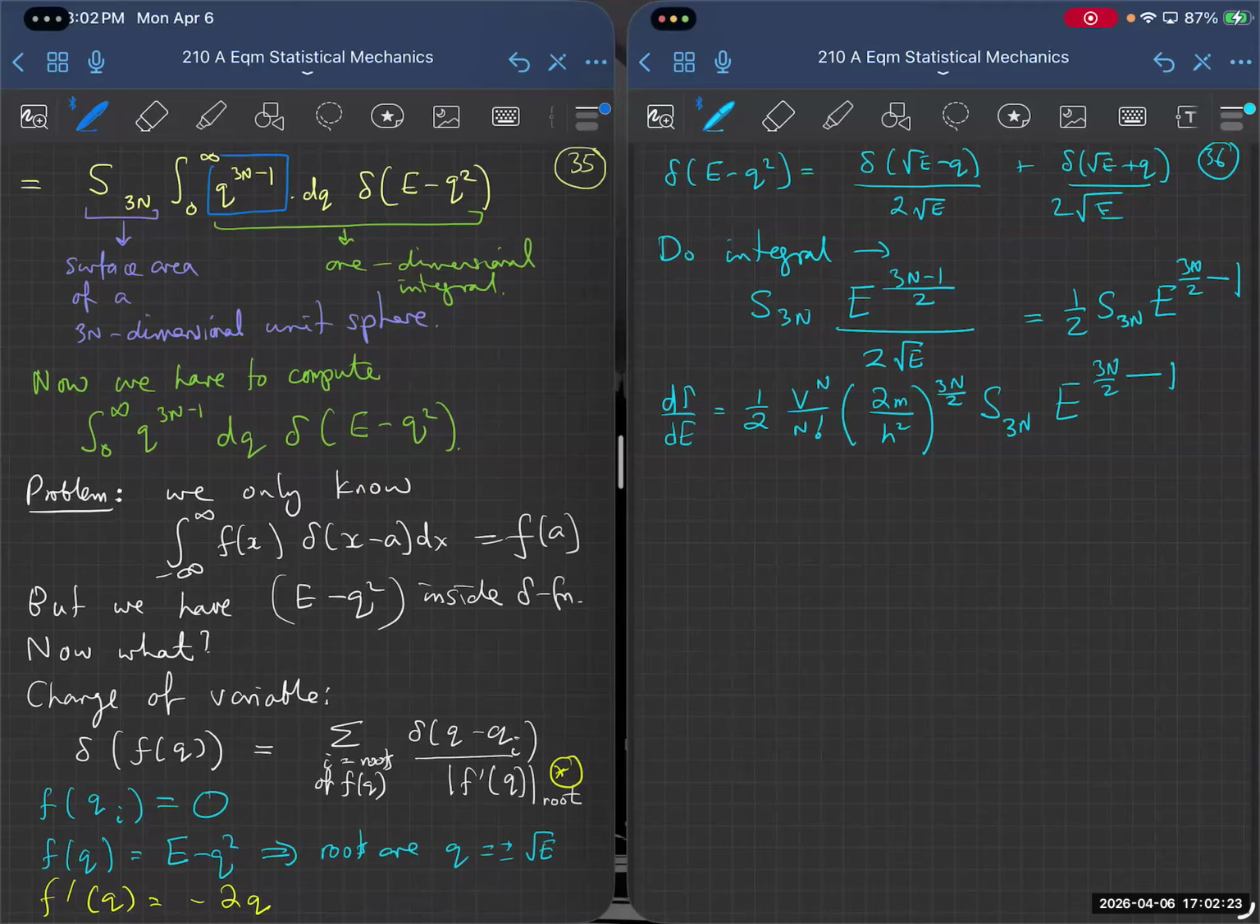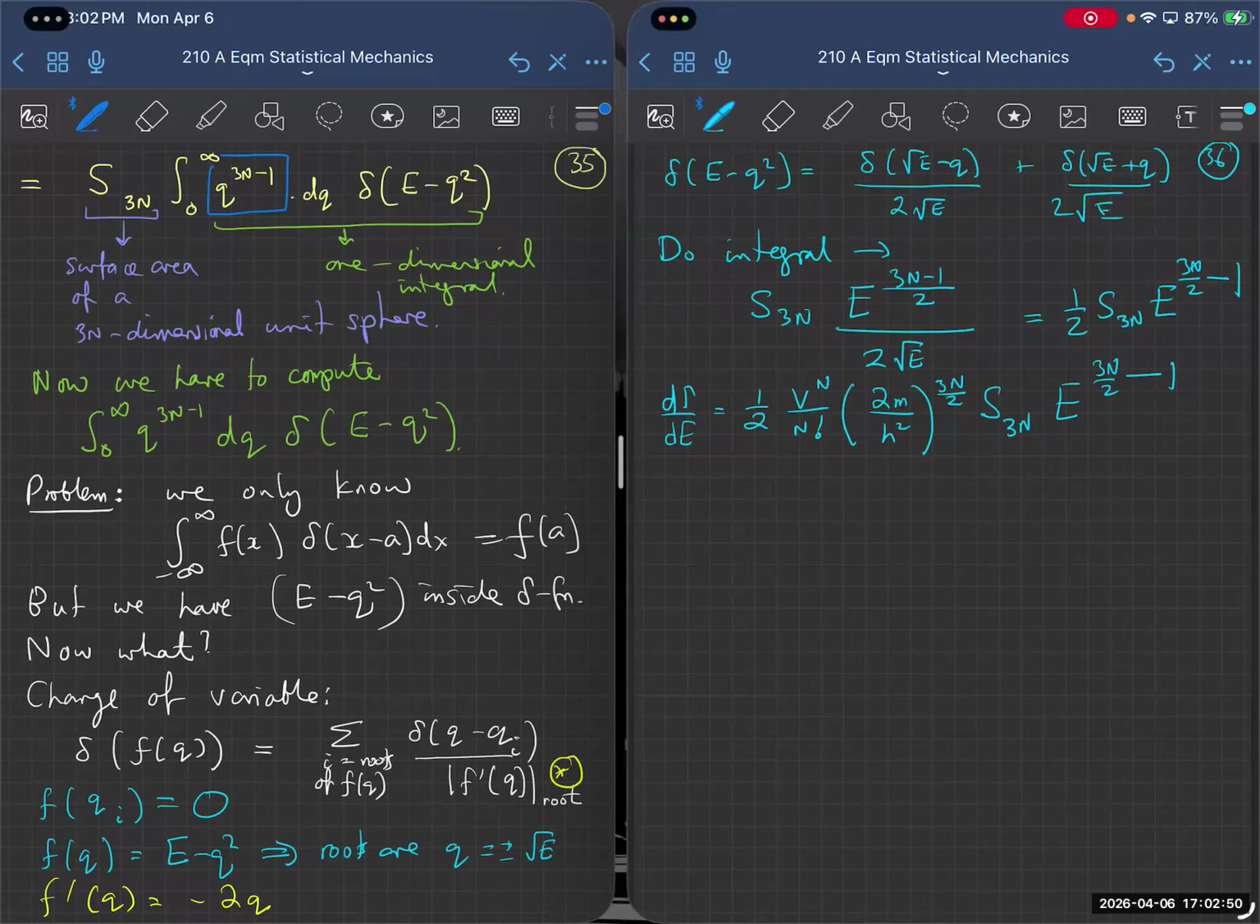And you can see that as we expected, it grows rapidly with energy. The higher the energy is, the greater is the number of states. And this is d gamma by dE, so you can simply integrate that, and that e to the 3n over 2 minus 1 will turn into e to the 3n over 2. Okay, so that is how you do the calculation.